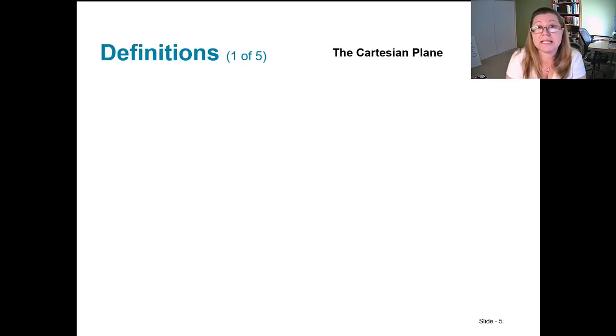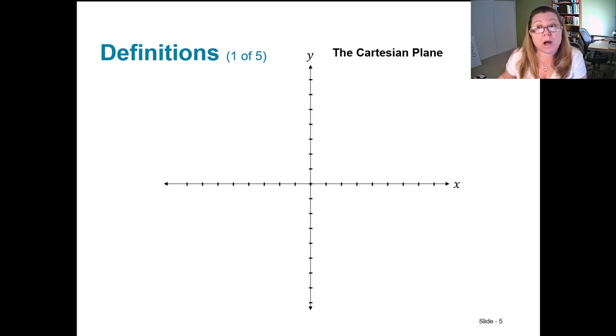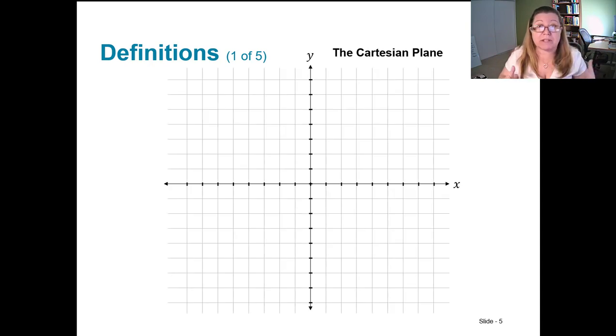You may have seen the Cartesian plane, but you may not have known that it has a name. This is where we start with two coordinate lines. One is going to be our x-axis, which is a horizontal line. Then we have a vertical line, which is our y-axis. Then we build a grid around it. At this point, this is the Cartesian plane.